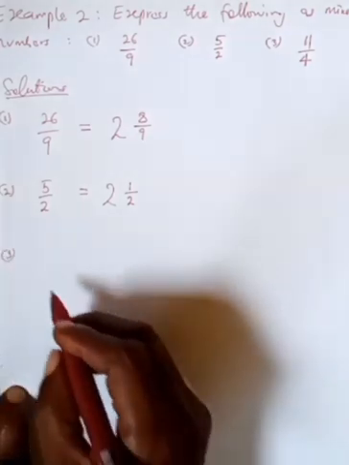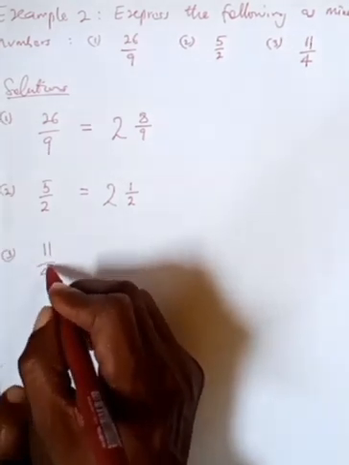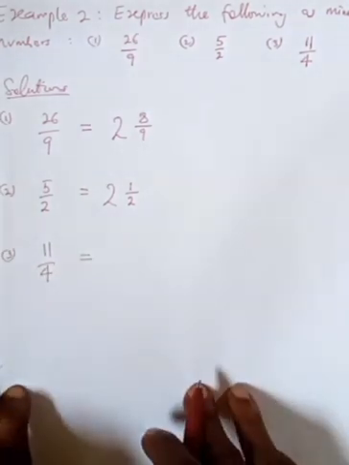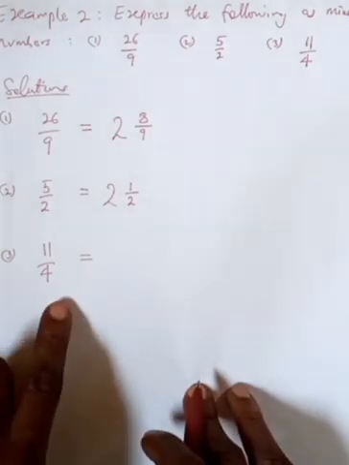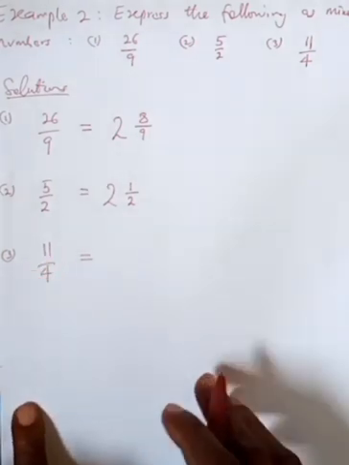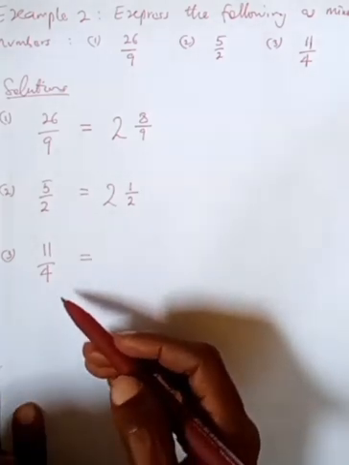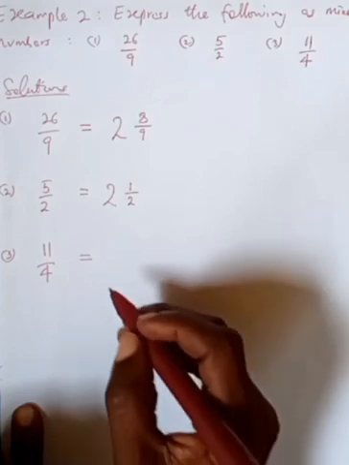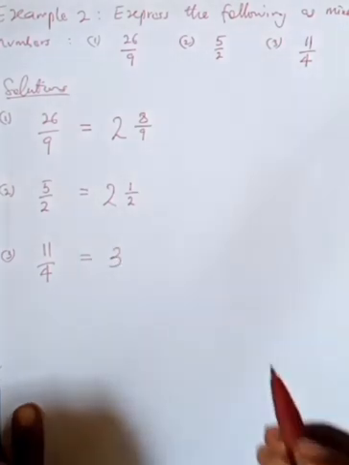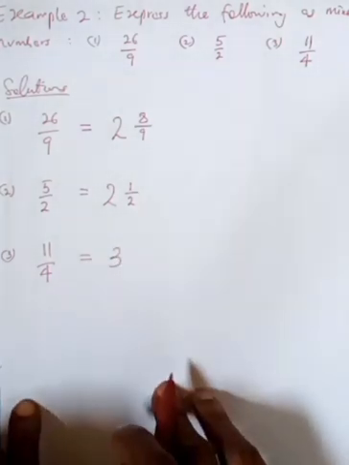In number 3, what I have there is 11/4. Then the rest is also to interpret what we have here. By interpreting it, we are going to say, how many 4s can I get in 11? We know that is going to be 3, with the leftover of what?